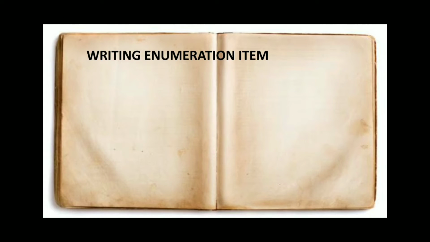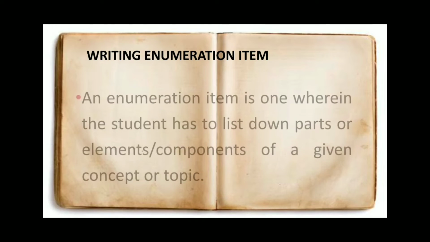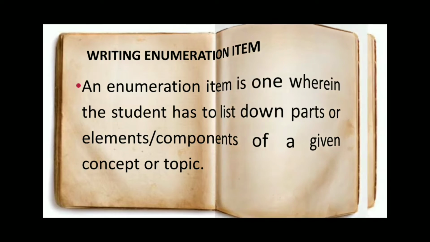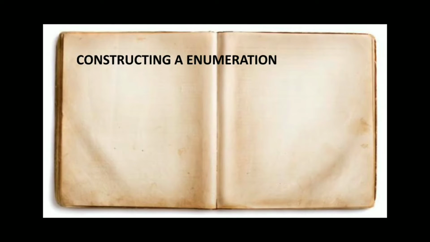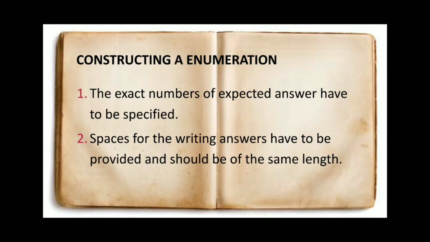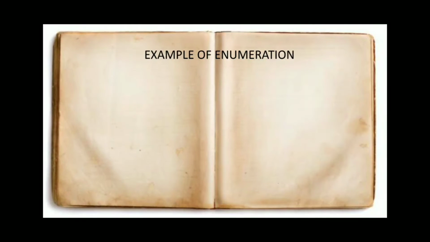In writing enumeration items. An enumeration item is one wherein the student has to list down parts, elements, or components of a given concept or topic. Constructing an enumeration. First, the exact number of expected answers has to be specified. Second, a space for writing the answer has to be provided and should be of the same length. Example of enumeration.